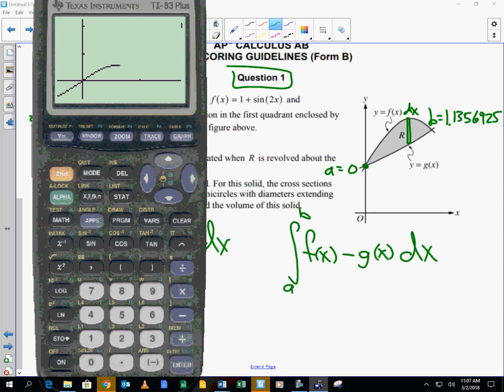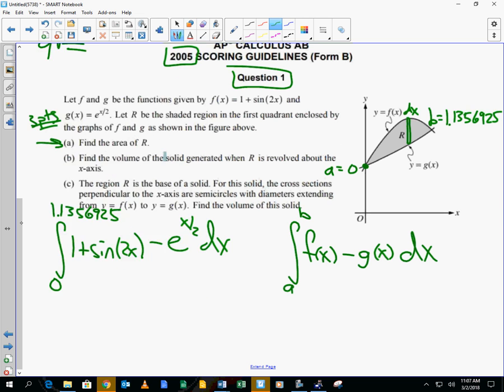Why is it not producing the exact same graph that I have over there? Because we're not doing two separate functions. We're just doing y1 minus y2, right? That's what we're looking at, the y1 minus y2. We're not looking at both of them. So I go from 0 to 1.1356925, and it's amazing your calculator does that. And I get 0.4291. 0.429. Go to 3 decimal places, done. Get 1 point for that. That's 3 points out of 9.